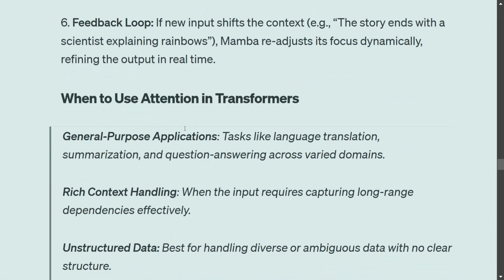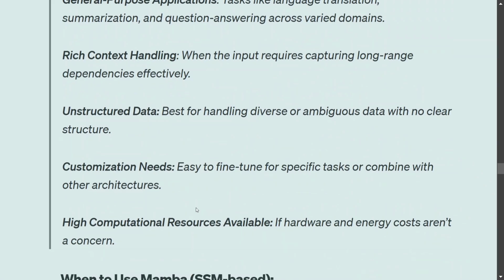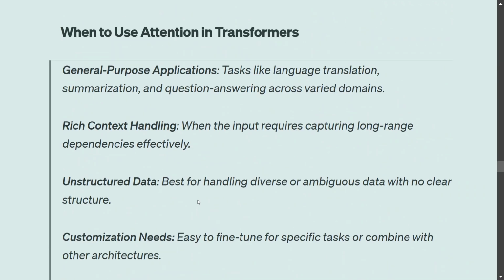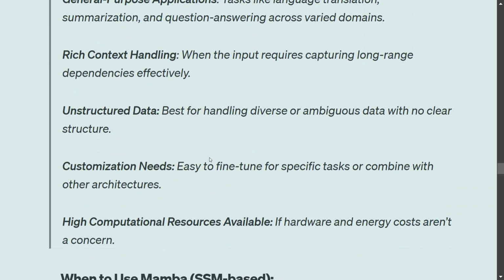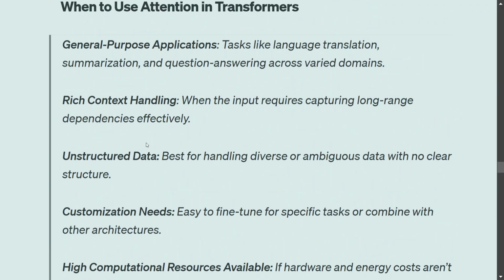So when to use attention in a transformer? General purpose applications, tasks like language translation, rich context handling. When the input requires capturing long range dependency effectively, unstructured data. When high computational resources are available and customization is required. Easy fine tuning is there, because right now attention has been explored to a lot of depth. You can see different types of models are coming in, hence it has been explored a lot. So people are more used to attention and it is able to capture context pretty well. So this is the case where attention should be used.